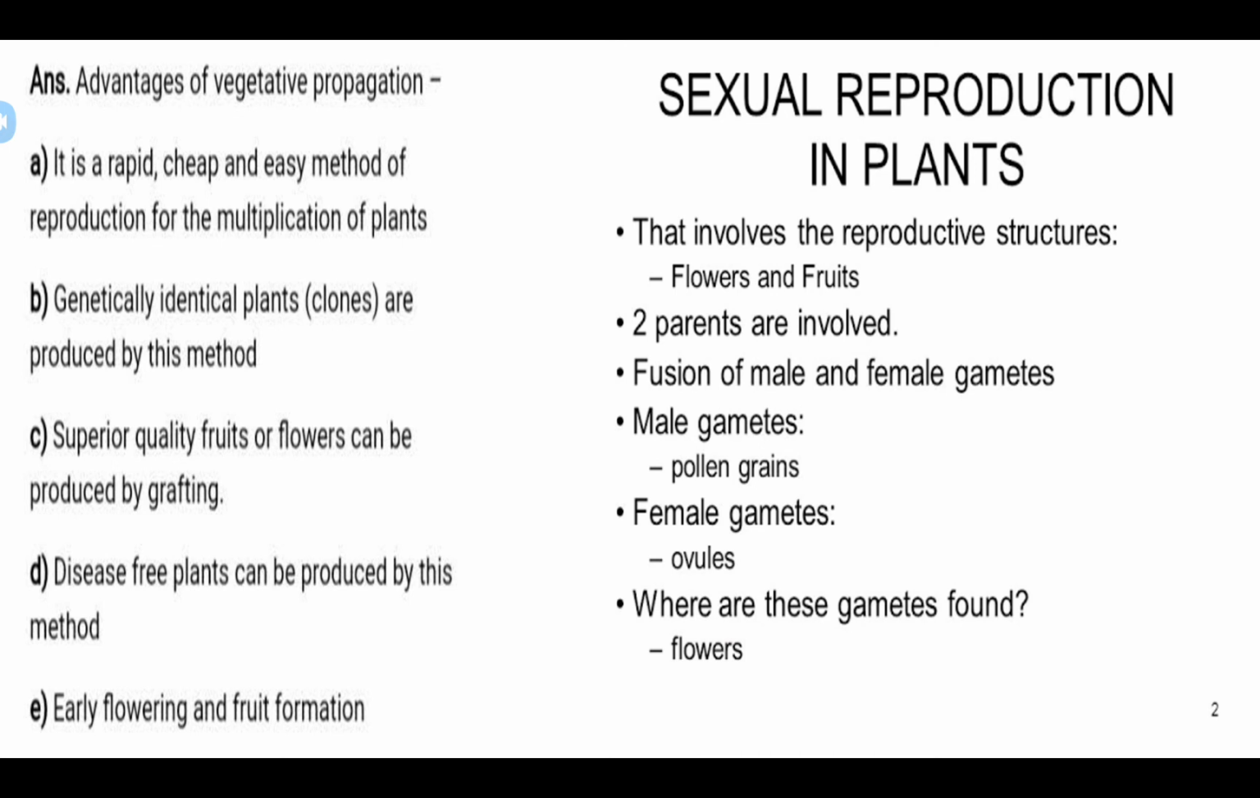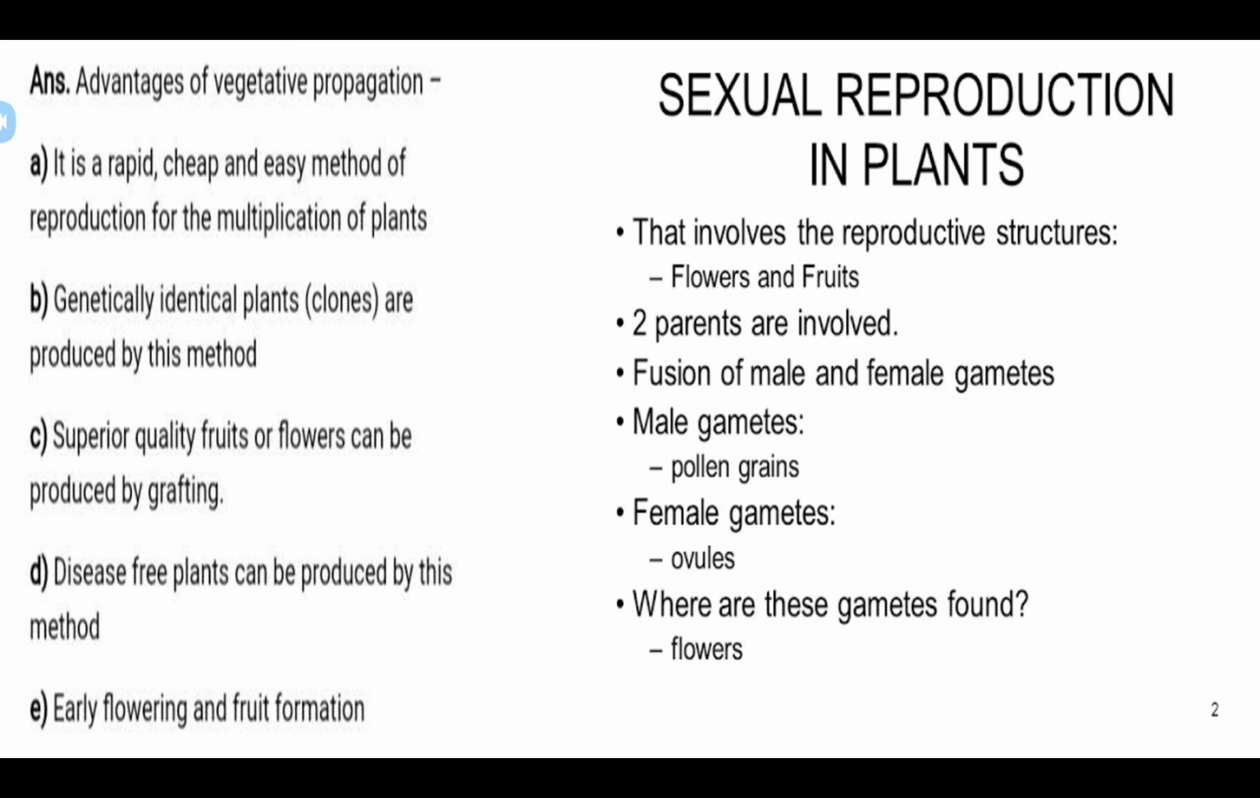Before going to that, till now we learnt about vegetative propagation using vegetative parts. What are the advantages? It is a rapid, cheap and easy method of reproduction for the multiplication of plants. We can get new plants in a very short period of time. And we use only one parent, so genetically identical plants are produced by this method. The new plants are exact copies of the parent plant as they are produced from a single parent. And we can produce disease-free plants also, and early flowering and fruit formation as well.